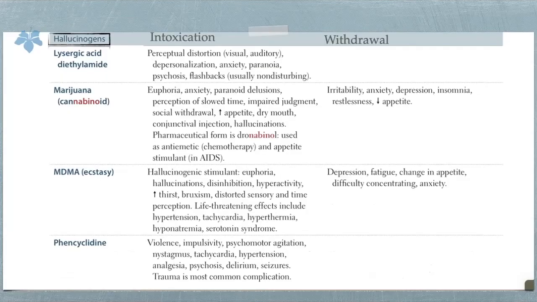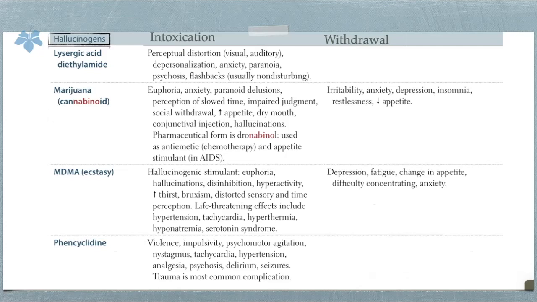Now I am moving to the third category of substances, which are hallucinogens. I took this portion from the book First Aid for USMLE, which summarizes the signs and symptoms of intoxication as well as withdrawal for hallucinogens. Let's start with lysergic acid diethylamide, LSD.